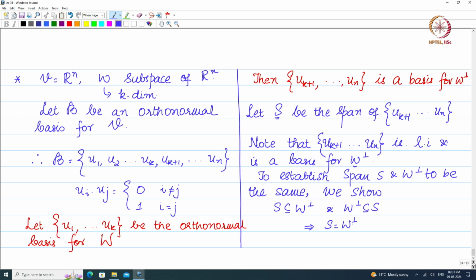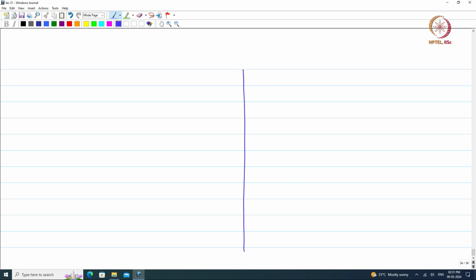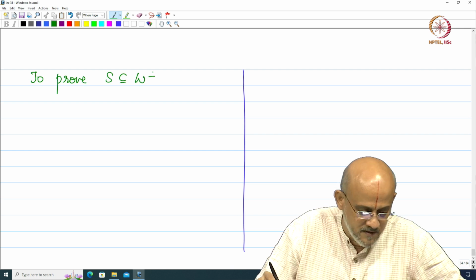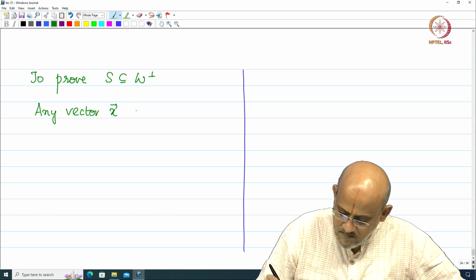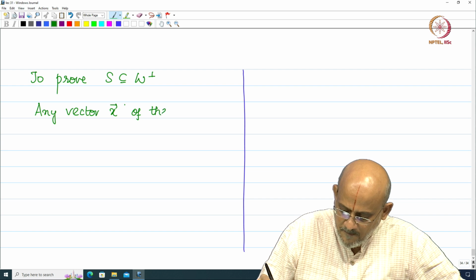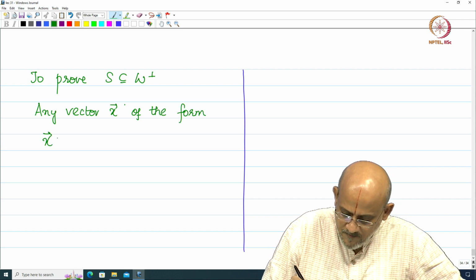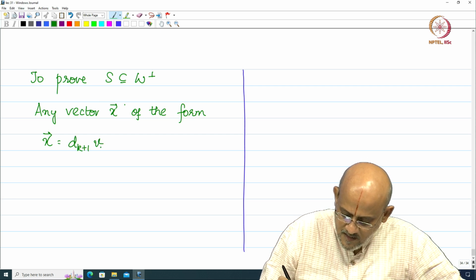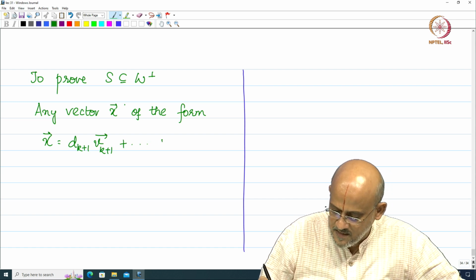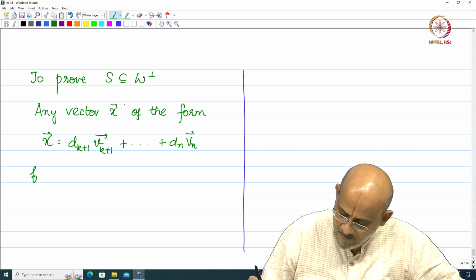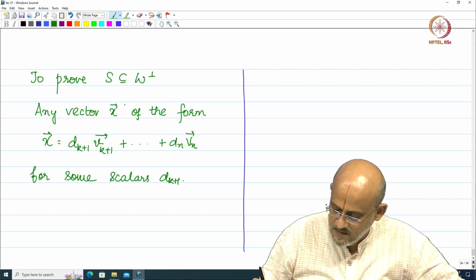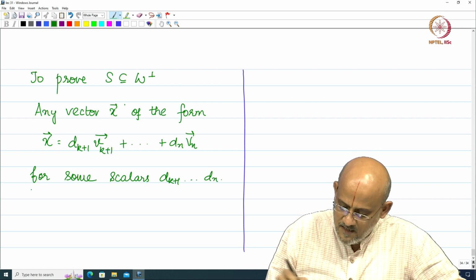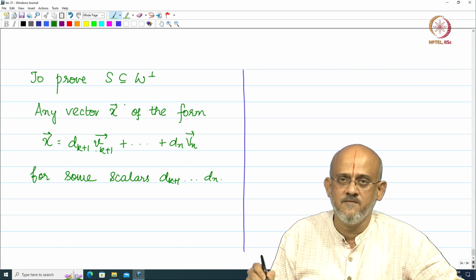So, first of all, in order to establish that S is a subset of W perpendicular, let us look at this. To prove S is a subset of W perpendicular, we can take any vector x of the form x equal to dk plus 1 vk plus 1, I am going to look at the basis vectors, plus etc. plus dn vn, for some scalars dk plus 1, etc. dn.